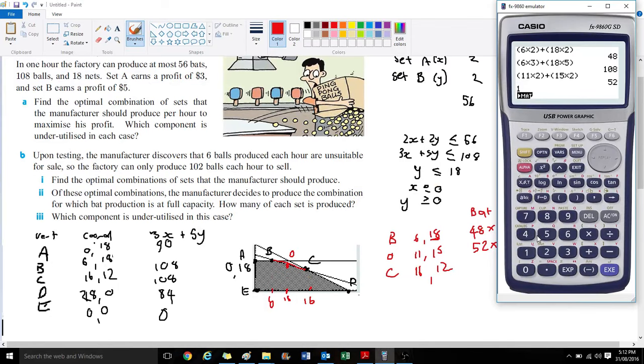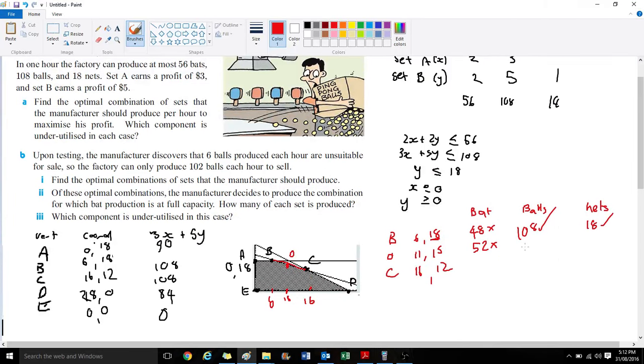Okay? What about the bowls? Are we using all of the bowls? 11 times 3 plus 15 times 5. 108 bowls. Okay, so even in the second circumstance, we've used 108 bowls. Alright, so we get a tick. And we've only used 15 nets. Alright, we could potentially use 18 nets.